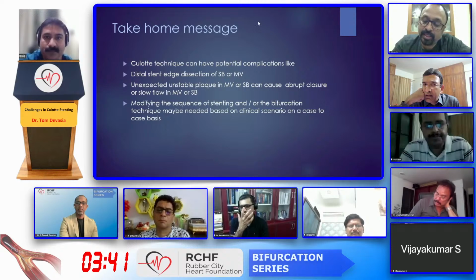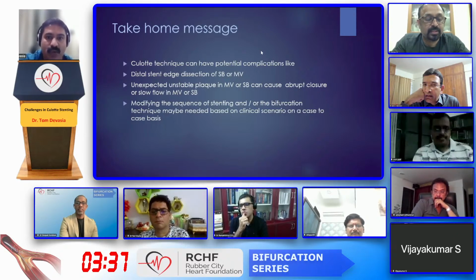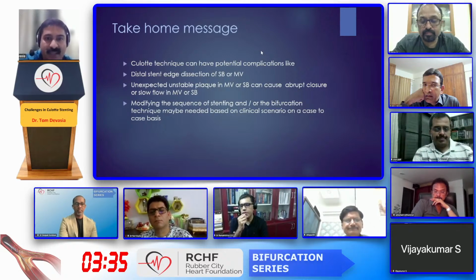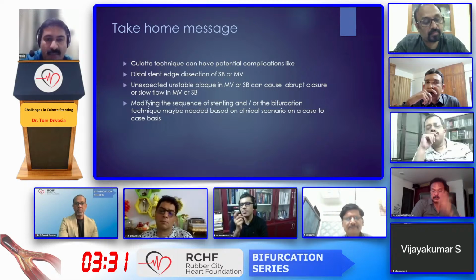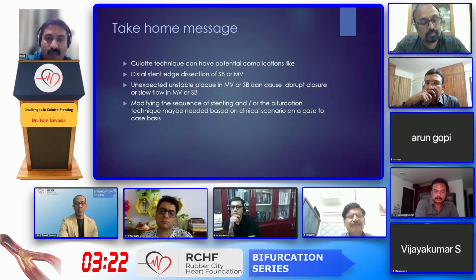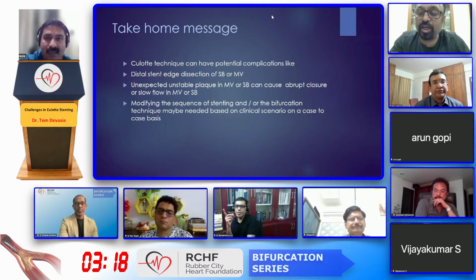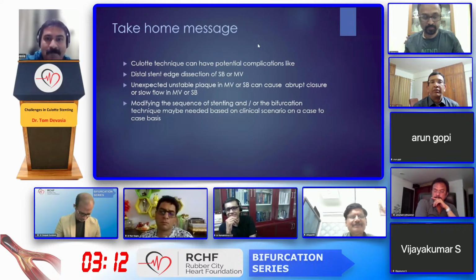I pulled the stent back into the LAD. Correct. So I had to change my strategy. I did not crush the diagonal stent. I pulled back the wire and the balloon from the LAD, and then I went back through the stent struts into the LAD and rewired. Oh, I see. Okay. That is basically we had to change our strategy. At the time of stenting, you change your strategy. Correct. It's an inverted Culotte.